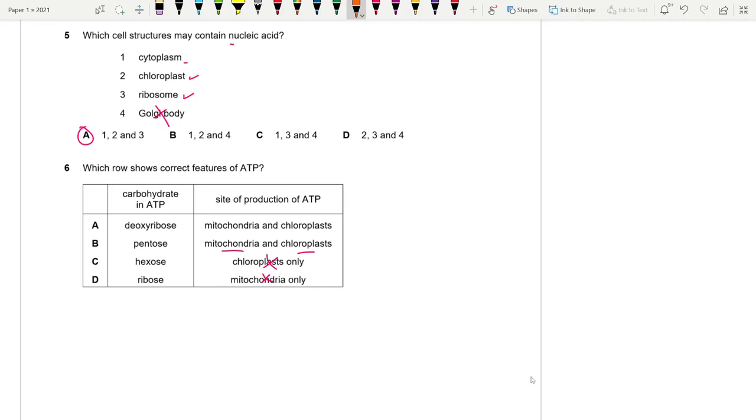Now, what about the sugar? Is it deoxyribose or pentose to be exact? Adenosine triphosphate. It's a pentose sugar, right? Adenosine triphosphate. It contains the nitrogenous base adenine, a ribose sugar, and 3 phosphates. So remember, it's not a deoxyribose sugar, it's a ribose sugar.